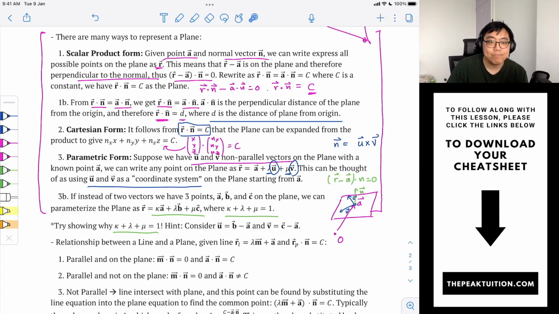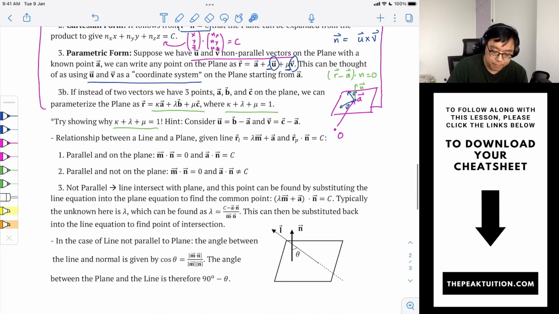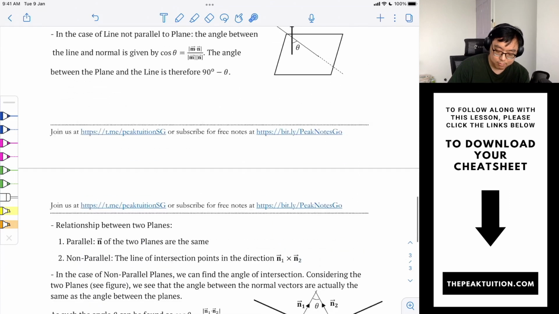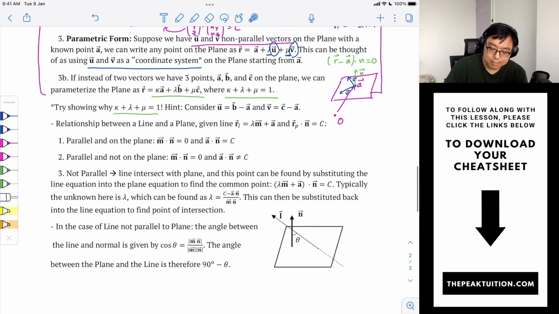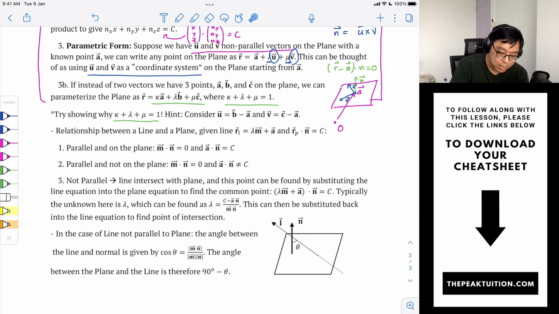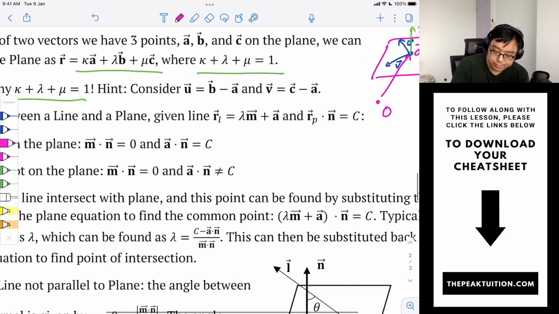Next, we have the relation between a line and a plane. Next is basically the relation between the plane and other objects. So for the relation between a line and a plane, I wrote down the equations respectively here.